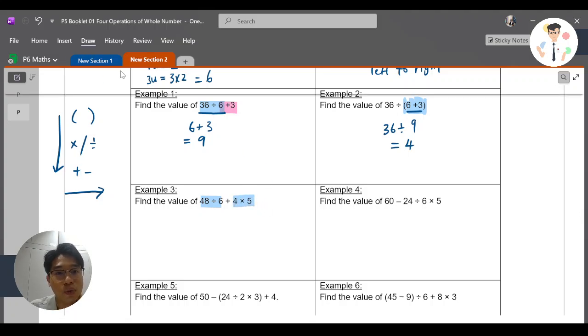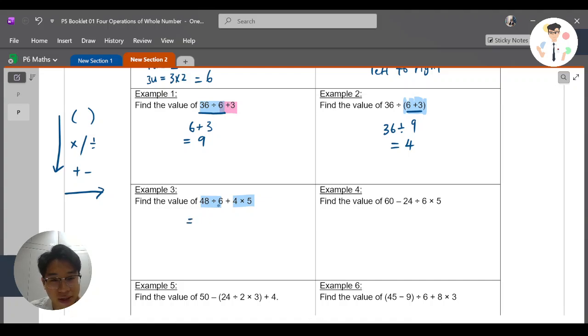So what I will do is it will become what? 48 divided by 6 becomes 8 plus, but I cannot add with plus 4. I must do 4 times 5 first. So 4 times 5 is equal to 20. And with what I have left, now I can add them together. 8 plus 20, 28. And we are done.